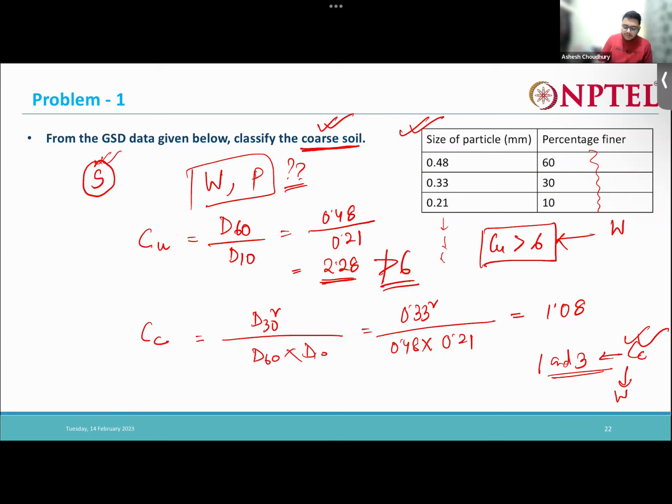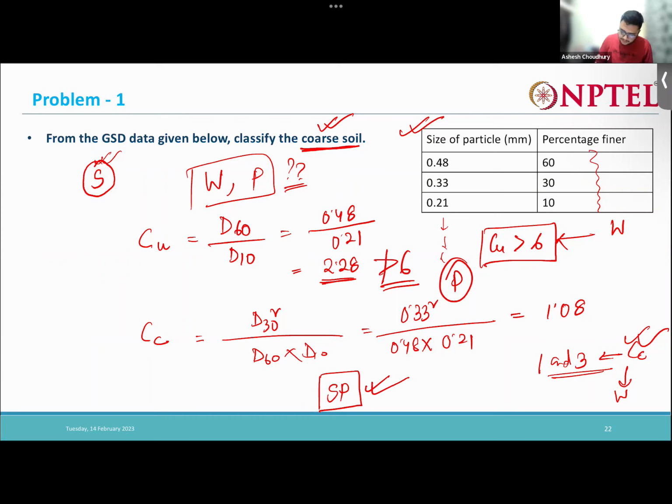So what will be the classification of the soil? Poorly graded sand. Yeah, that means SP, right? SP. Yes. So this is our answer. Our soil is poorly graded sand.